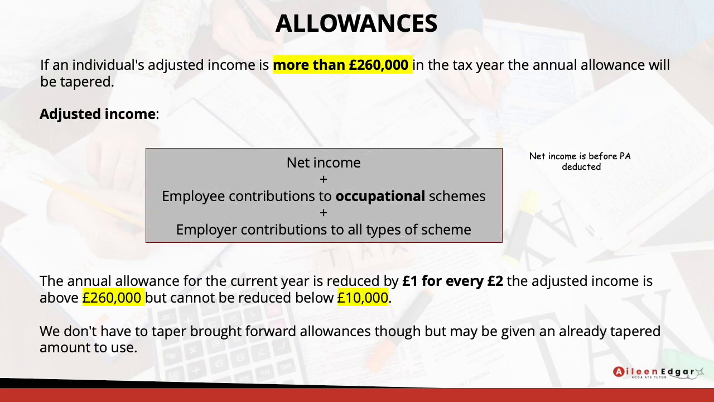Adjusted income is net income plus employee contributions to occupational schemes. These will have been deducted in working out their net income, plus employer contributions to all schemes, whether they be occupational or personal. It's reduced by £1 for every £2 that the adjusted income is above £260,000. It cannot be reduced below £10,000. If someone has adjusted income of £360,000 or more, then they will only get this £10,000 minimum allowance, so you can save yourself some time working it out if you remember that. Previously, the minimum allowance was £4,000.